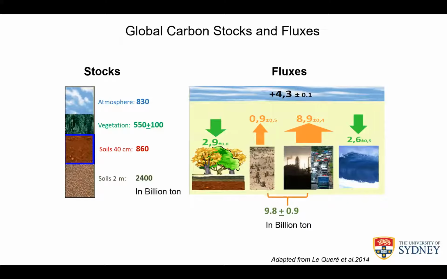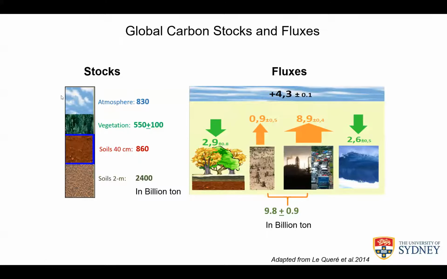When we talk about stocks, that is the amount that is stored in the system, in our Earth system. In the atmosphere, that's about 830 billion tons, usually called gigatons of carbon, right? The vegetation is around 500 to 550, and the topsoil is around 860. If we look at all soil for the whole world, up to 2 meters, that's around 2,400 billion tons of carbon, right? So this is what we call a stock, what is stored in this system.